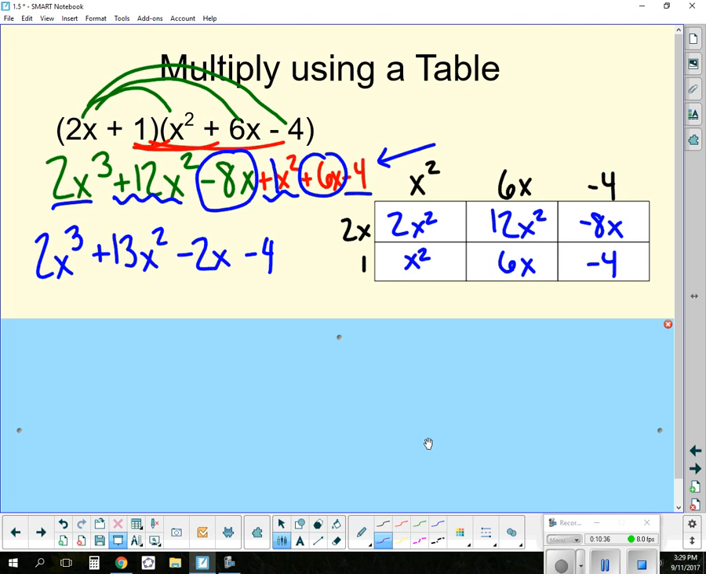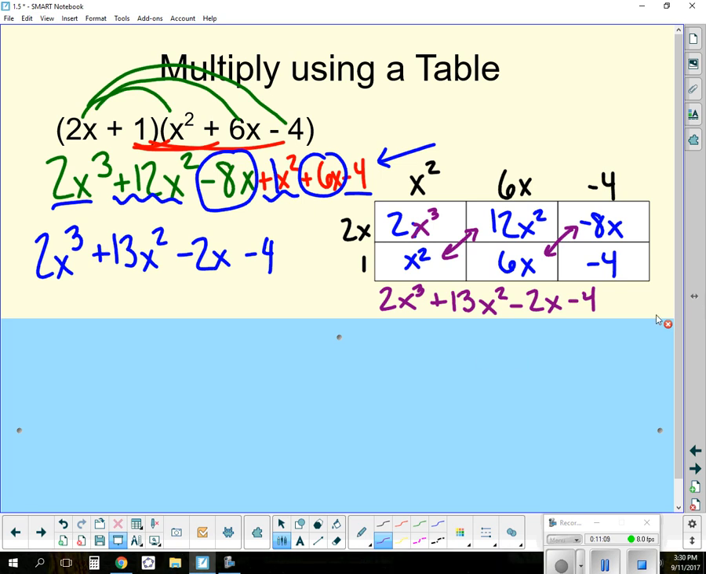Oh, what did I mess up right here? Did you guys catch that? 2x times x squared is 2x cubed. Watch out for that. I made a little mistake there. Make sure you fix it. This should be 2x cubed. Okay, so 2x cubed is all by itself. These two right here are like terms. Those combine to be 13x squared. And these combine, those are like terms, to be negative 2x. And then I still have my minus 4. That's it. Just a different way to multiply.